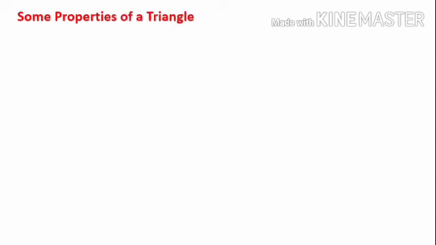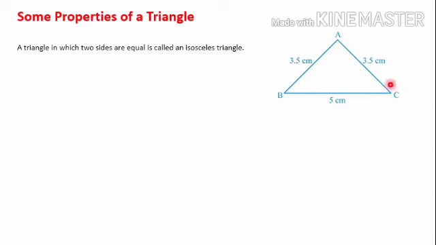Next, we shall discuss some properties of triangles. A triangle in which two sides are equal is called an isosceles triangle. This we have already learned in the smaller classes. Isosceles triangle means two sides must be equal. Here triangle ABC is given to you. The length of AB and the length of side AC are equal, that is 3.5 centimeter, and BC is having another length, that is 5 centimeter. When you observe triangle ABC, here two sides AB and AC are equal in length, that is 3.5 centimeter each. Therefore, we can say that triangle ABC is an isosceles triangle with AB equal to AC.